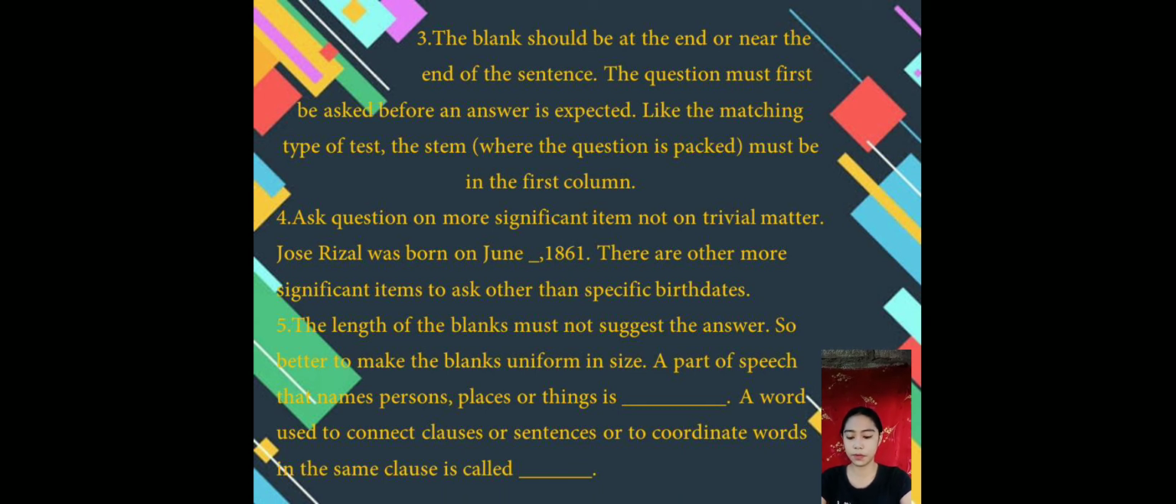Number 4. Ask questions on more significant items, not trivial matters. Example, Jose Rizal was born on June blank 1861. There are other more significant items to us other than specific birth dates. Number 5. The length of the blanks must not suggest the answer, so better to make the blanks uniform in size. A part of speech that names persons, places, or things is blank. A word used to connect clauses or sentences or to coordinate words in the same clause is called blank.